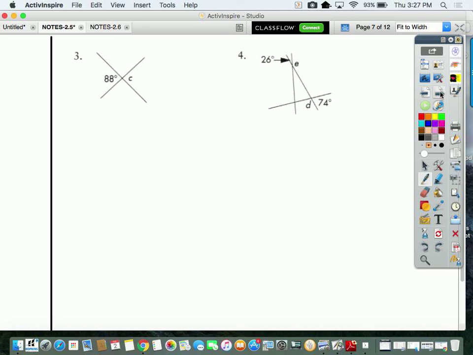Now let's look at number 3. Okay, think about it. Is this vertical or a linear pair? Well, they're across from each other. This is an X, so this is going to be vertical angle again. And so therefore, the measure of angle C is equal to 88 degrees. Okay, so number 4, a little bit more complicated. It has maybe a couple steps that we need to take.